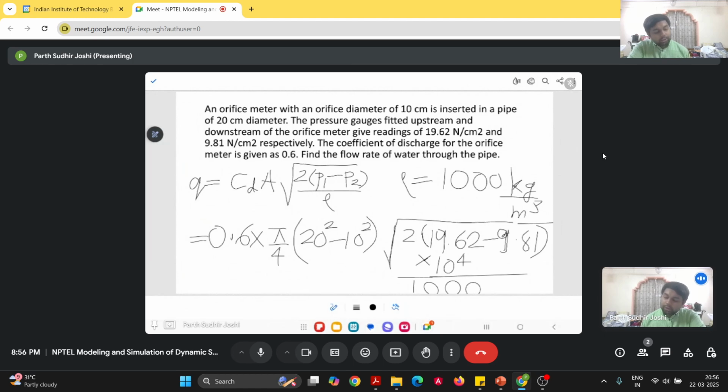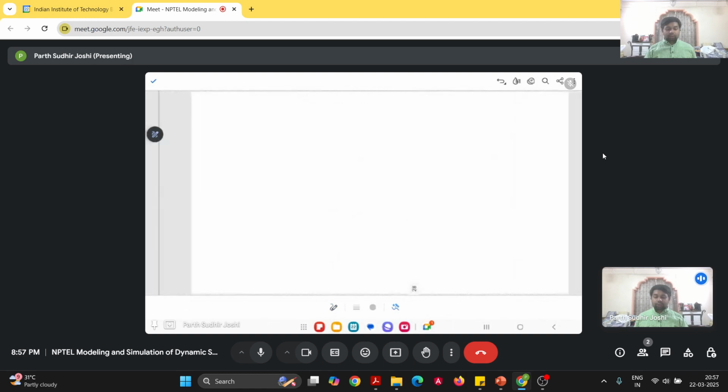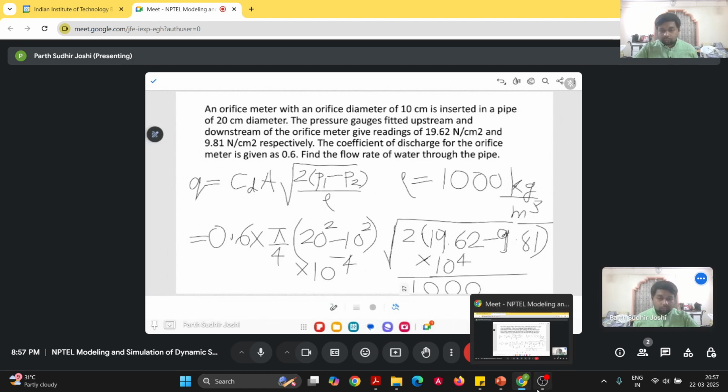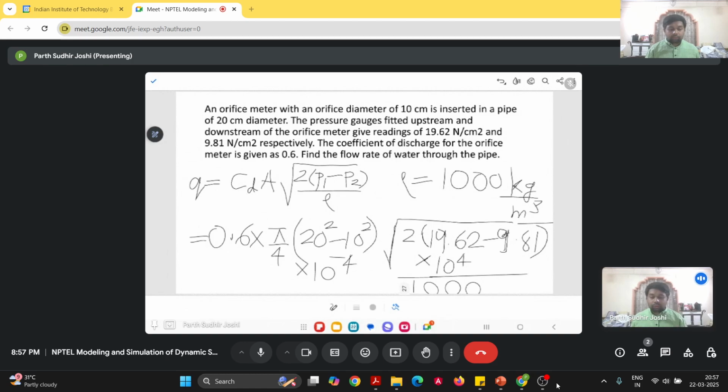And now to convert this area into meter square, we need to multiply this into 10 to the power minus 4. So this will give us the flow rate. So we can do these calculations and find out the equivalent flow rate. It's basically just substituting these quantities, which you can try on your own.